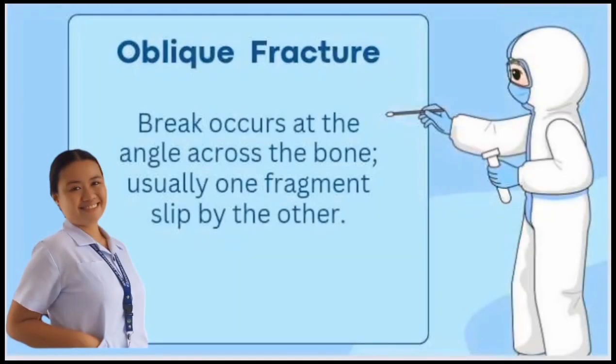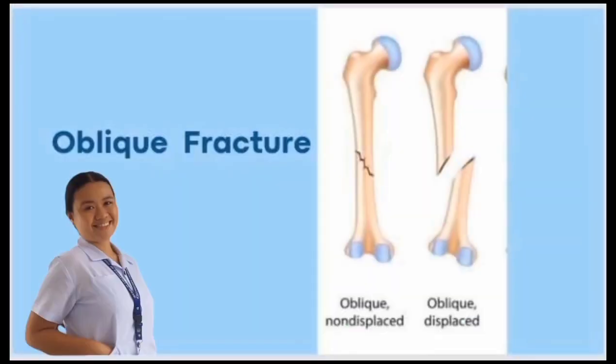Oblique fracture. It is a break that occurs at an angle across the bone. Usually, one fragment is slipped by the other. So, from the word oblique fracture. Oblique. So, pa-slanting yung direction or yung position ng nag-crack na bone or yung na-displace na bone.